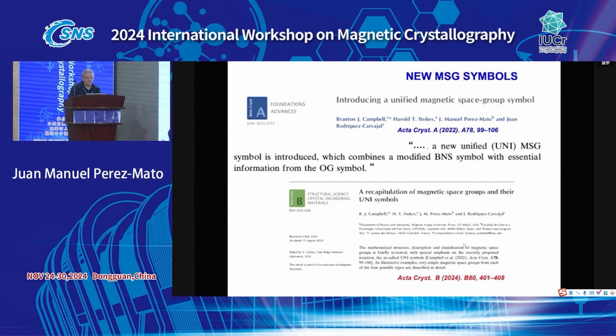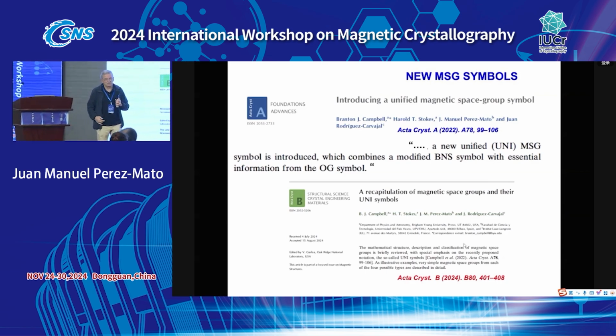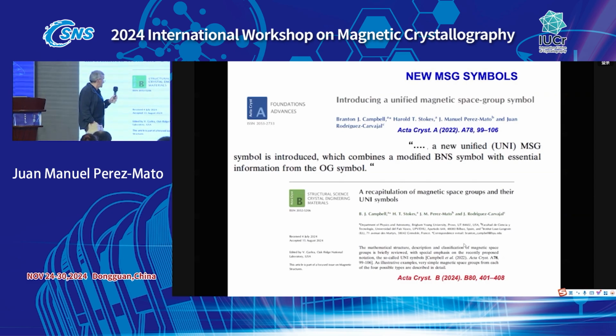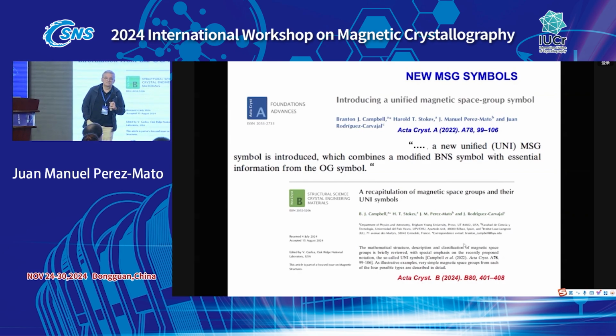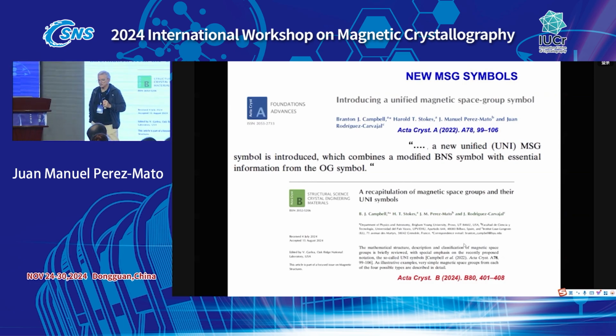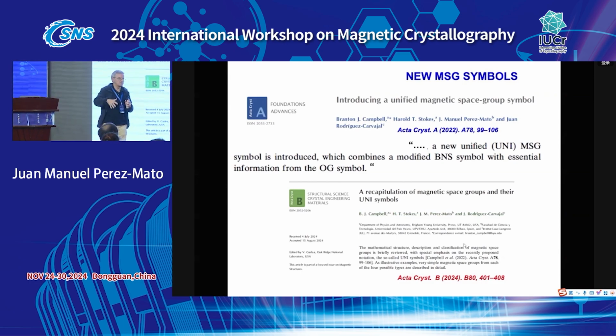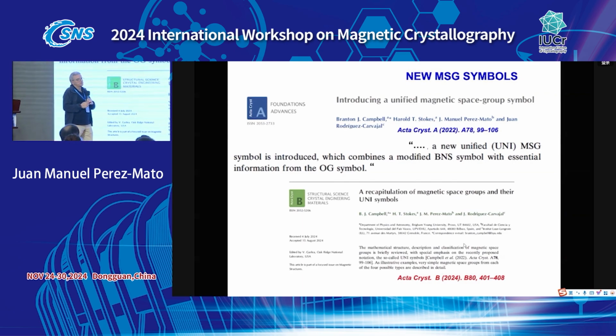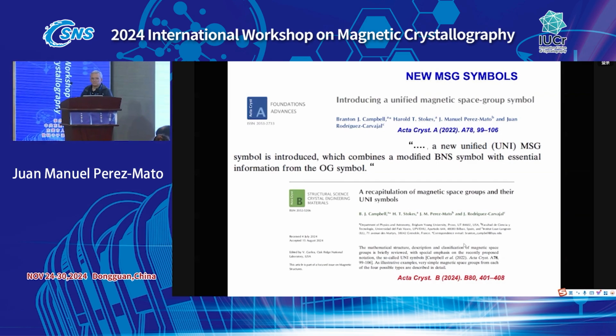And very recently, in 2024, in Acta Cryst B, by the way, we are publishing a special issue on magnetic structures, and one of the papers is the one that you can see here, where in a very brief way you can read again about the structure of the magnetic space groups, about these four types that we have described, and also about these uni symbols, which are new and which pretend to unify and to go beyond this famous splitting between BNS and OG symbols.